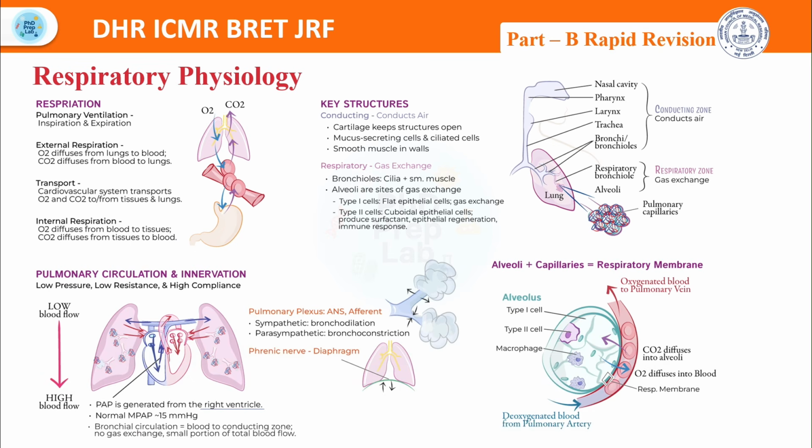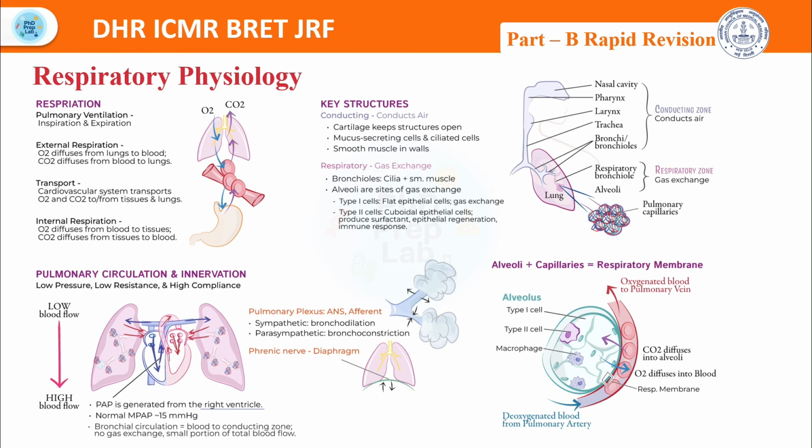Then we have the respiratory physiology. Here you can see a lot of information has been given on respiratory physiology. It all starts with the nasal cavity. First, your respiratory system consists of two zones. First is the conducting zone, which conducts the air, and then there is the respiratory zone, which is responsible for gas exchange. For your conducting zone, you have the nasal cavity, pharynx, larynx, trachea, and bronchi. And then in the respiratory zone, we have respiratory bronchioles and alveoli.